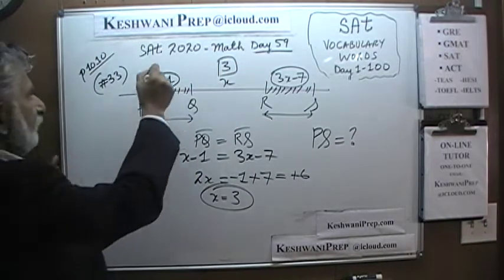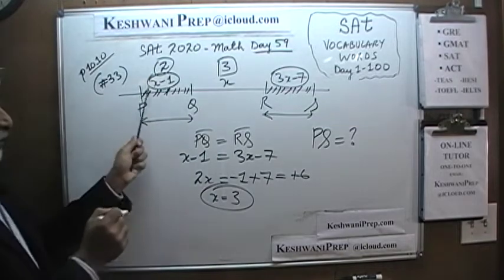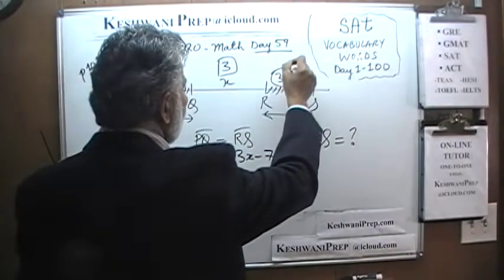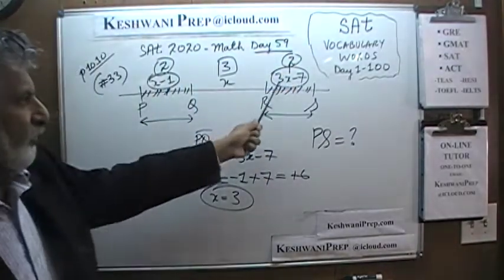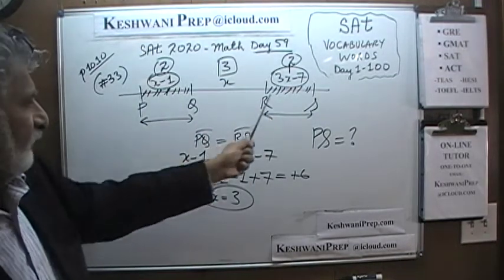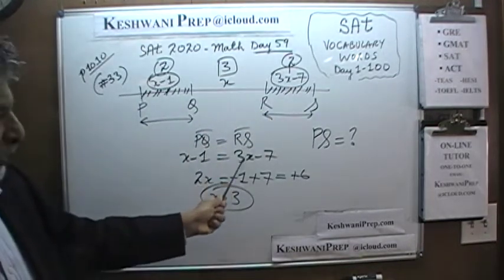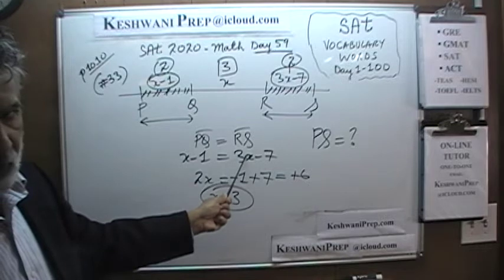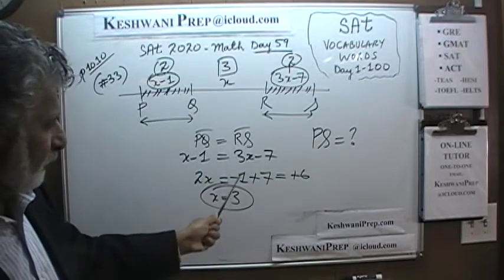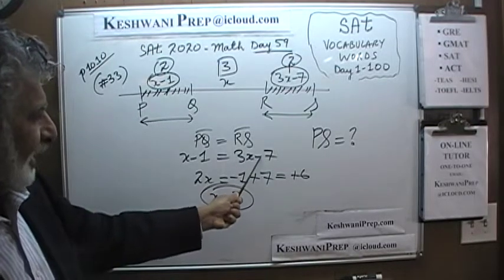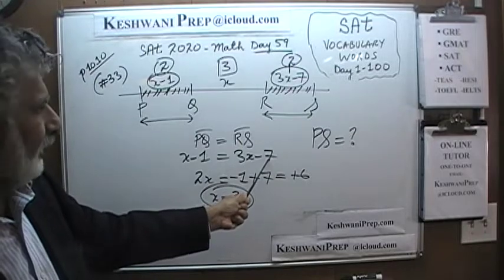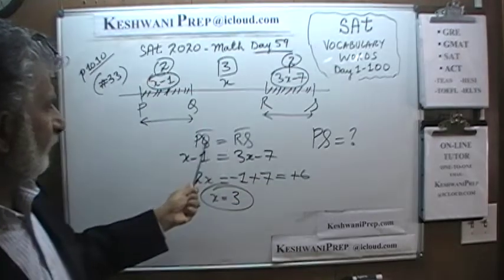If x is equal to 3, x minus 1 is 2. And if x minus 1 is 2, then this quantity must also be 2, because we are told that these two distances are equal. Not that it's a lot of work, it only takes a second to figure it out, because if you put in 3 here, 3 times 3 is 9, minus 7 is 2, but that is unnecessary. If this is 2, this would have to be 2 because that's what we are told.